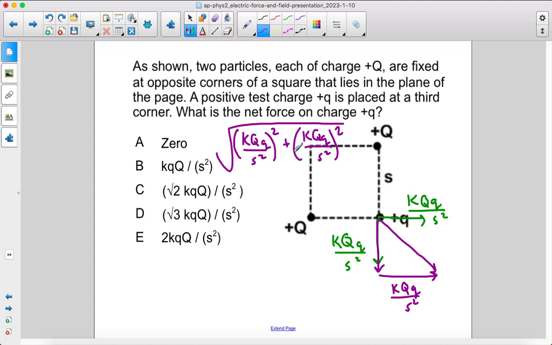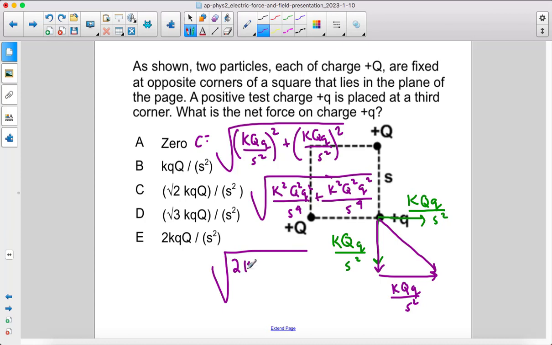So there we have Pythagoras' theorem, right? C equals the square root of A squared plus B squared. And so that is the square root of, and I'm just going to square everything in here just to see what's going on. So we have K squared, Q squared, little q squared over S to the fourth, plus the same thing again, and we can add them together. So the square root of 2 K squared, Q squared, q squared over S to the fourth.